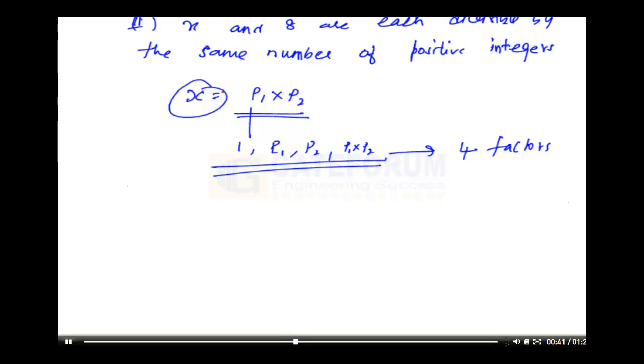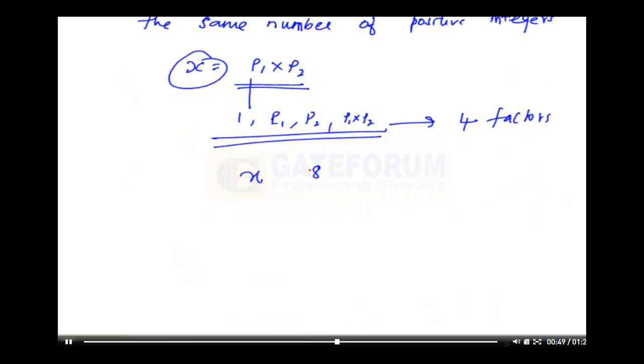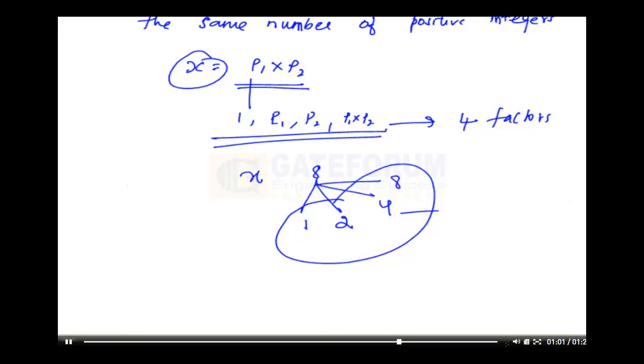So clearly we can answer this question by statement 1. Next, let us look into the second statement. X as well as 8 have the same number of positive divisors. That means they are each divisible by the same number of positive integers. Now 8 is divisible by 1, 2, 4 and 8. So clearly we can say that x is divisible by 4 positive integers.